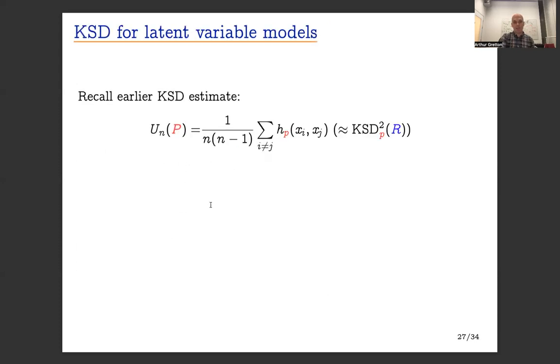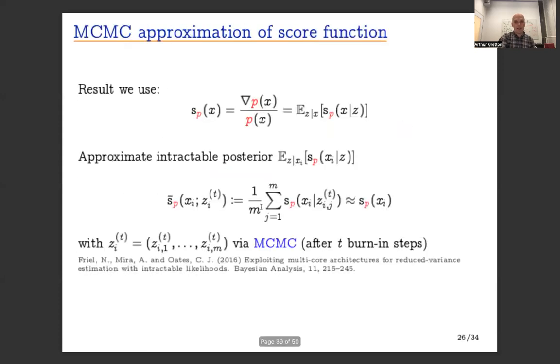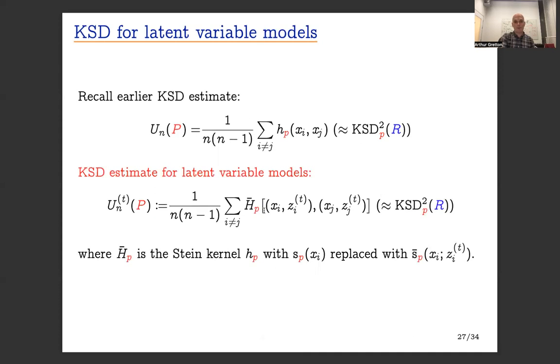Based on that approximate s_p, we can approximate the kernel of the U statistic. So if we had an exact s_p, then we would have the following exact U statistic. So this is the standard kernel Stein discrepancy. We replace the kernel of that U statistic with an approximate kernel, h bar p. H bar p uses s bar p, which is the s that we get by using Markov chain Monte Carlo to sample the z's for each of the xi's. Okay, so we have an approximate U statistic. It's a noisy version of our population U statistic here, evaluated at xi and xj.